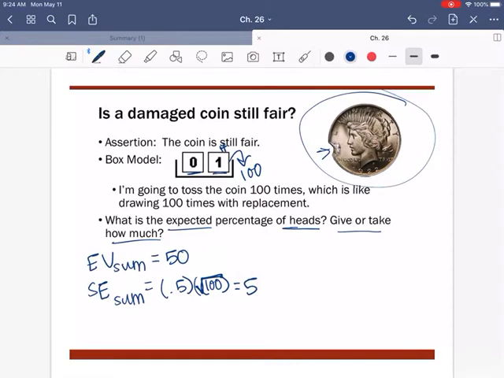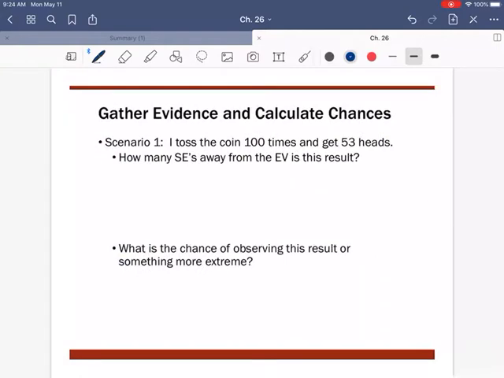And it's 0.5 times the square root of the number of draws. Sorry, I forgot that square root on it. So that is 5. So we expect 50 heads, give or take 5 heads. So we expect 45 to 55 heads.